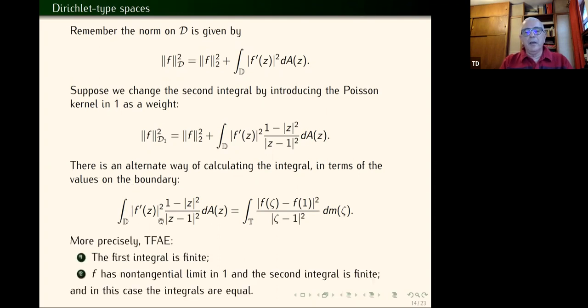So here on the left-hand side, you have an integral on the disk. On the right-hand side, you have an integral on the circle. Now, on the disk, there's no problem to consider f of z, but on the circle, of course, f of 1 might not mean something. So to make sense out of this, I have to state it more clearly in this way. These two things are equivalent. The first integral is finite if and only if the second integral is, that f has the non-tangential limit in 1, and then we can write the second integral. And in this case, the integrals are equal.